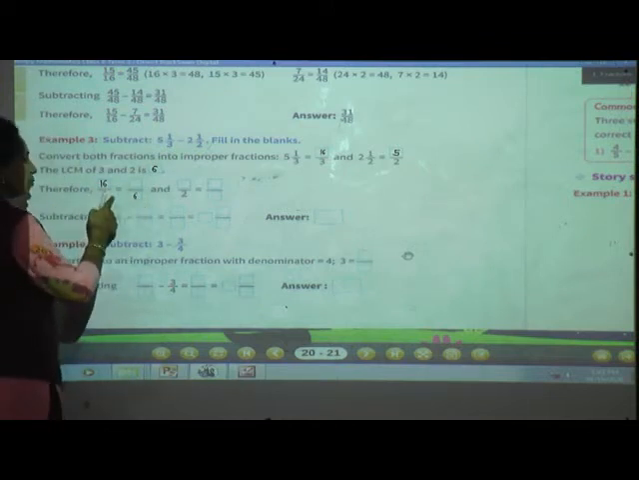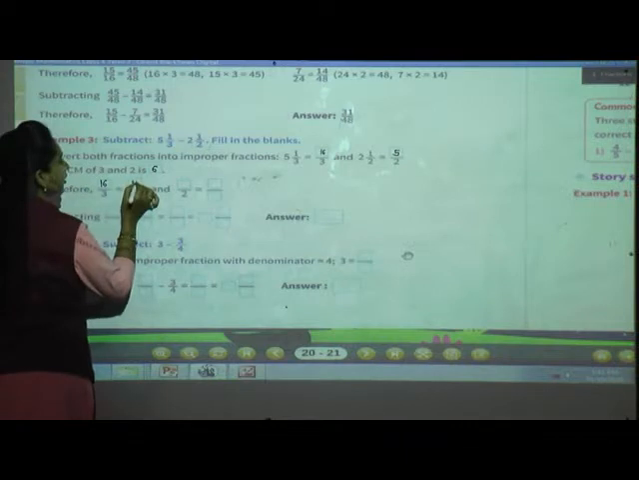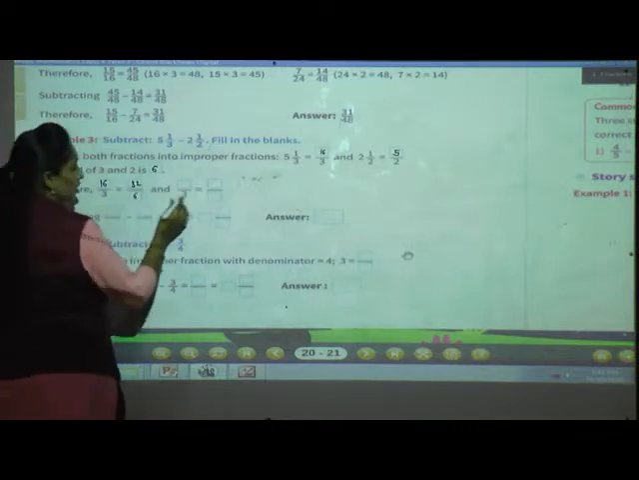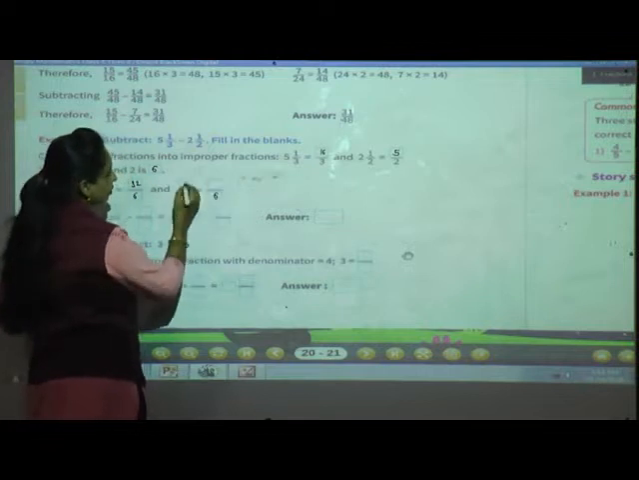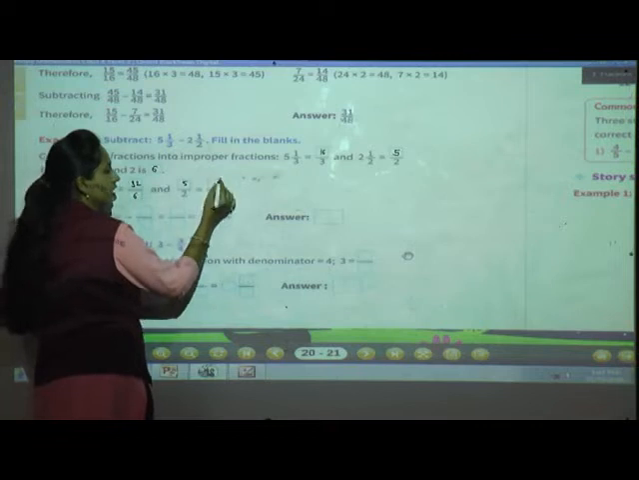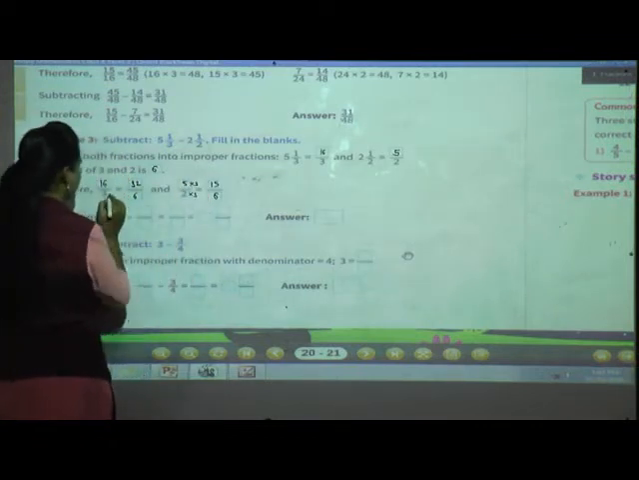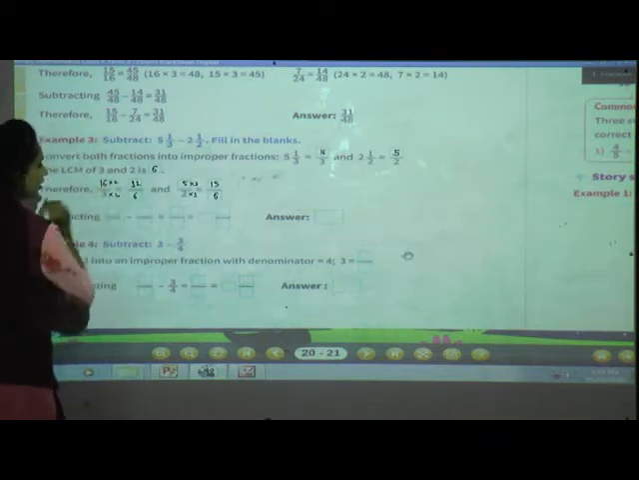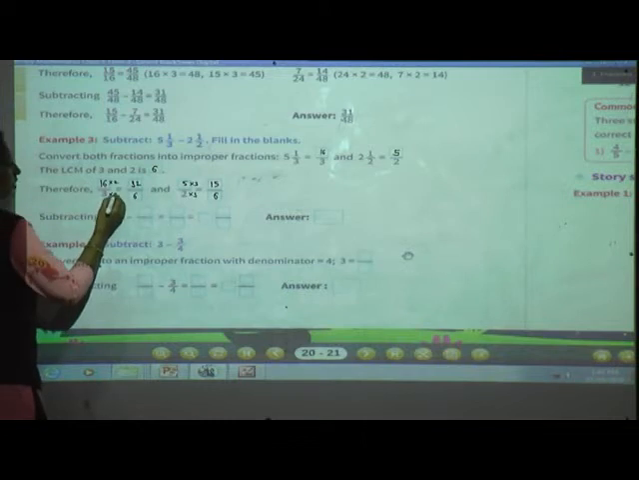So 3 2s are 6. So here also we have to multiply with 2. 16 2s are 32. So here also 6 should come. 2 3s are 6. Here what is there? 5. 2 3s are 6. So multiply with 3 only. 5 3s are 15. Are you getting what I am doing? Okay? In this way. Now we got both the numbers.